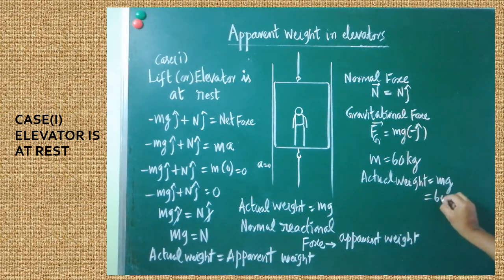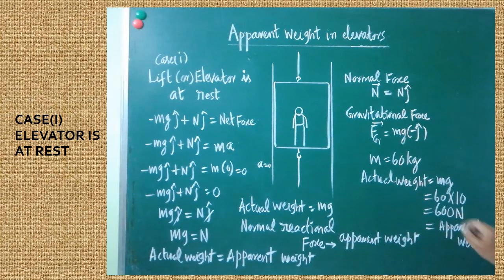So 60 into 9.8 must be substituted. G value is 9.8. Approximately I am taking the value as 10. So weight is nothing but a measure of gravitational force. Therefore 600 Newton. So 600 Newton is the actual weight of the person. That is equal to which one? That is equal to the apparent weight. Don't forget. Are you clear?